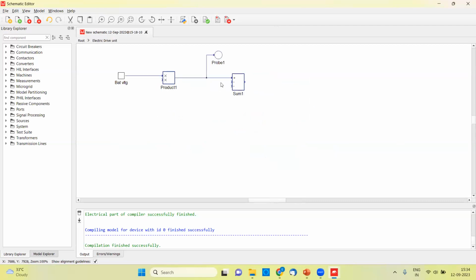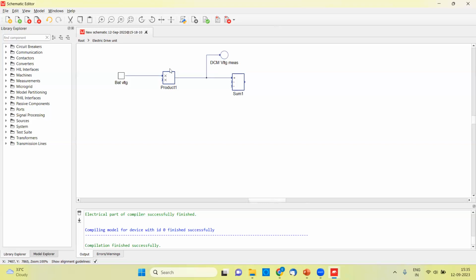Next, we are having another probe over here, and basically this is the DC motor voltage measured. As you can see, this is our battery voltage. Then there is some product which is coming over here. This product is basically generating the DC motor voltage.